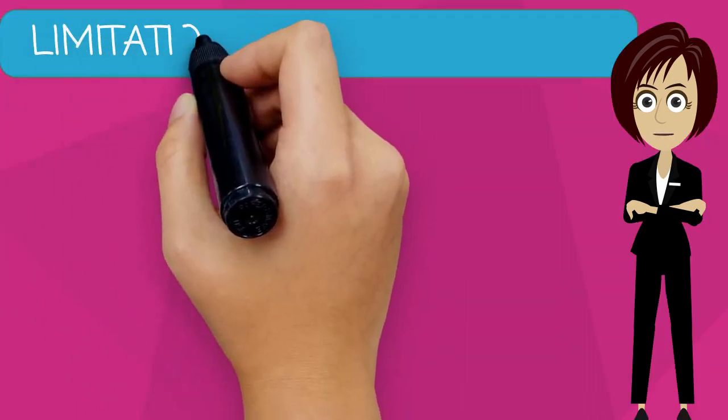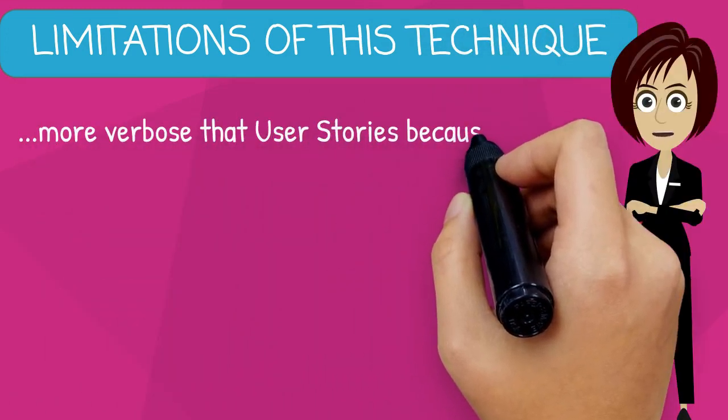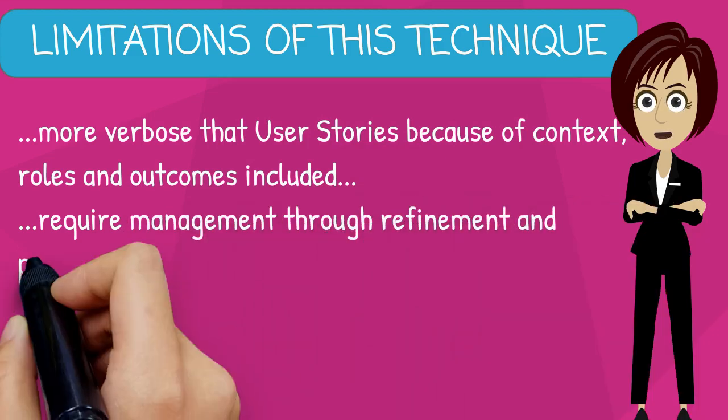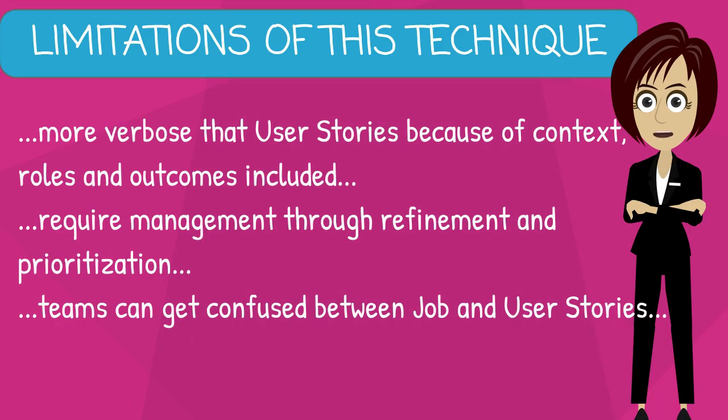Some of the limitations of this technique include: this format has a tendency to be more verbose than user stories because of the context, roles, and outcomes included. Job stories can decompose into multiple smaller job stories, which require management through refinement and prioritization. And if job stories and user stories are both on the product backlog, teams can get confused when switching between formats. We will look at what a user story looks like in another lesson.